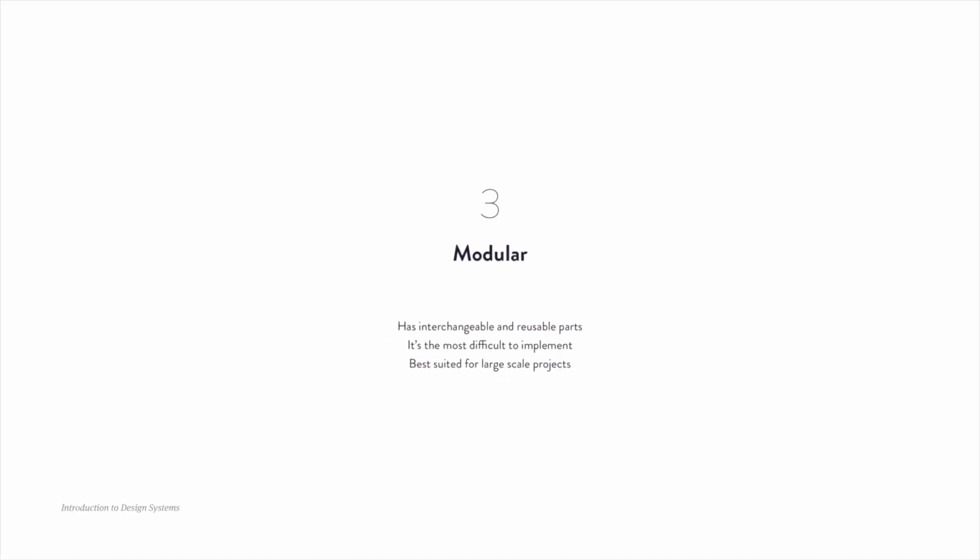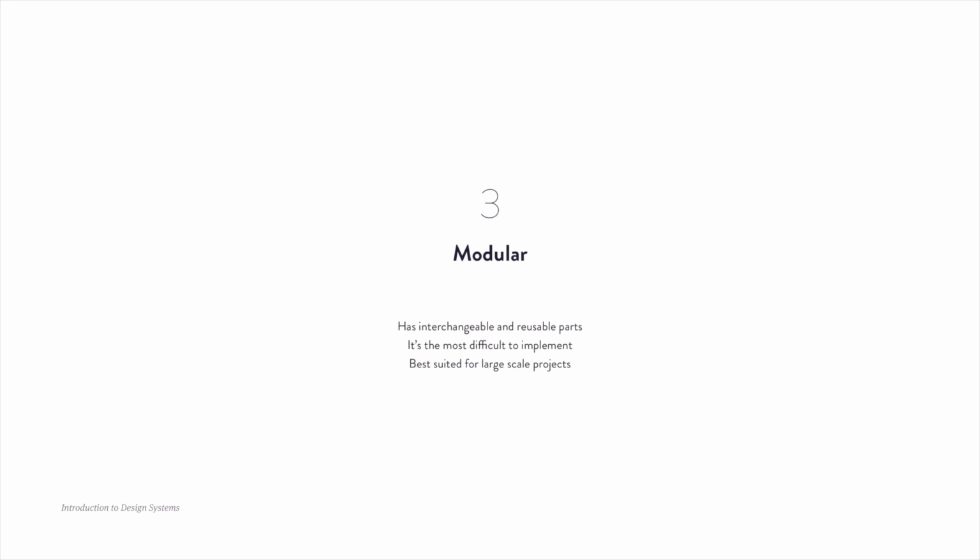The third type is modular. This is made from interchangeable and reusable parts. Of course, any design system should have reusable parts, but for this one in particular, making components work well together while being independent is much harder.